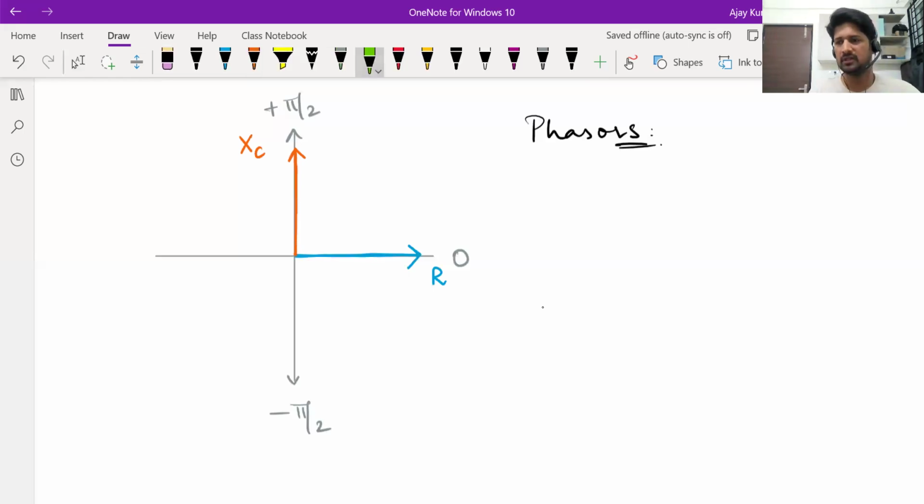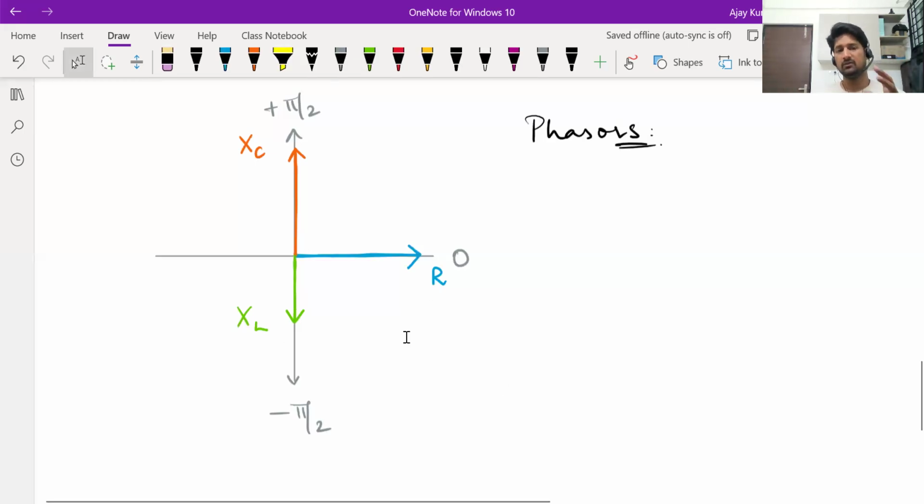And inductor, what does it try to do? It tries to make the current lag the EMF by a phase difference of pi by 2. So we'll draw an arrow of magnitude XL towards the minus pi by 2 direction. Using this phasor diagram, we can find out both Z, the unknown denominator of E naught, and the phase constant phi naught. Now what we need to do is get the resultant of these three vectors.